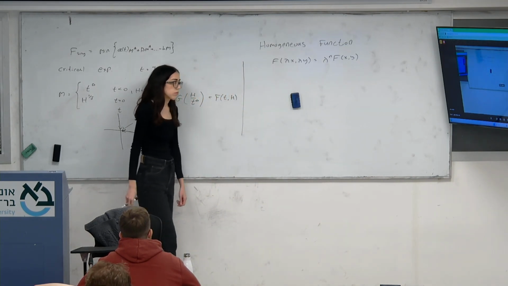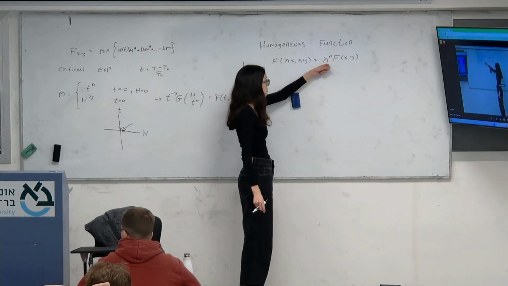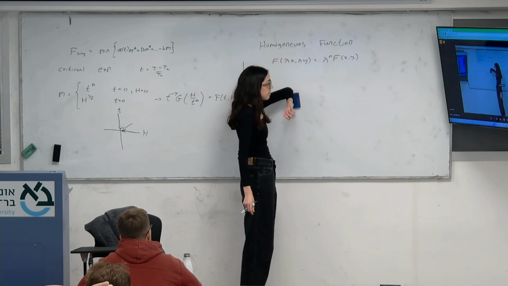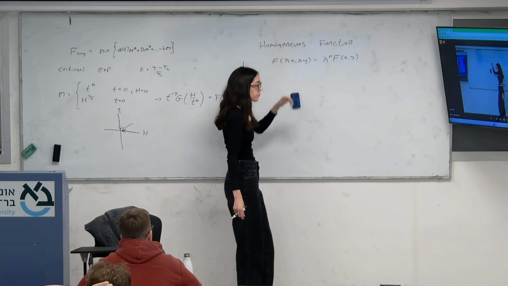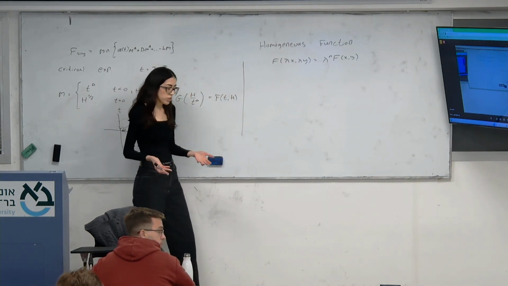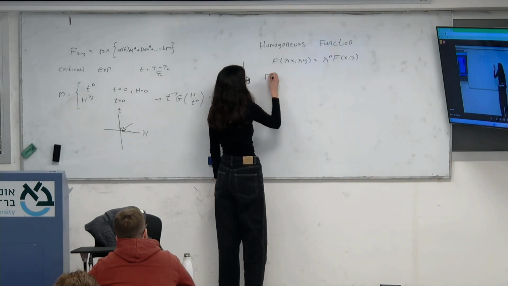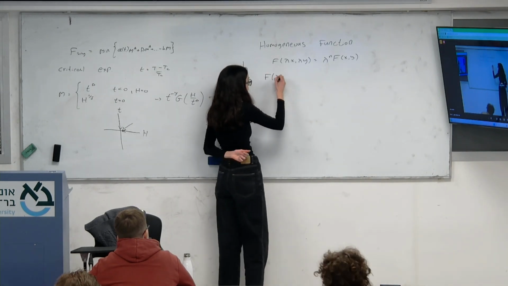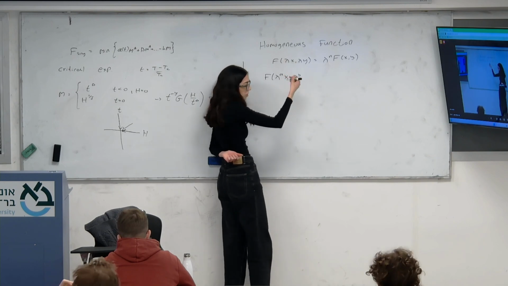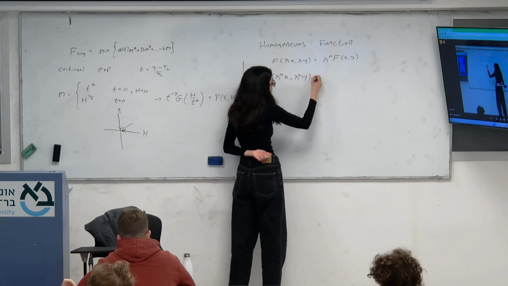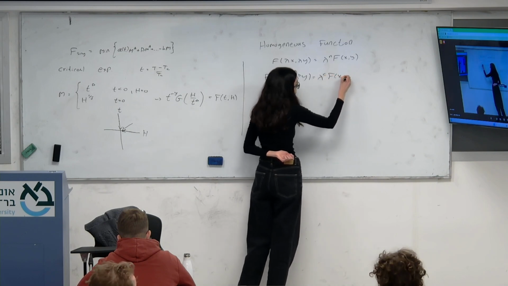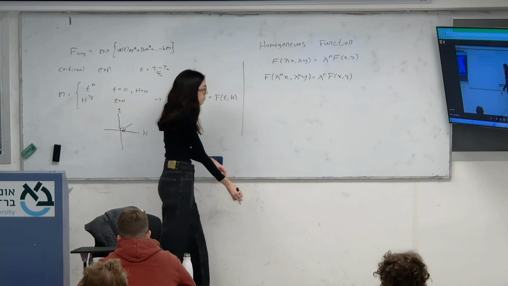Specifically here, I have the same lambda for both parameters, so this is called a homogeneous function, but that doesn't matter. In a more general way, I have lambda to the power a and lambda to the power b, so now it's not the same parameter. And this is equal to, let's say, lambda to the power c, f of x and y.